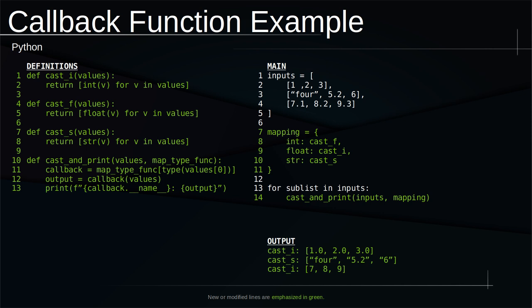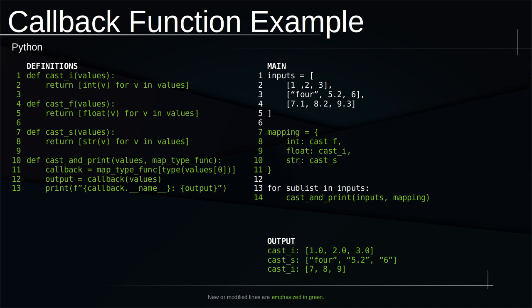Down on lines 13 and 14, we're still iterating over each sublist in the inputs list, but now we're just calling a single cast and print function. Down below, we can see our outputs are the same as before. Everything is so much cleaner and, as we'll see, more flexible.